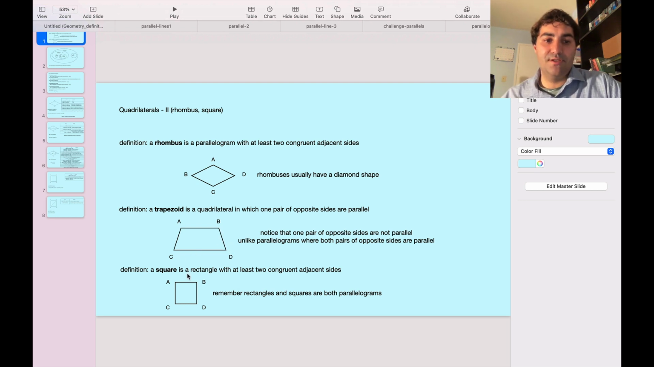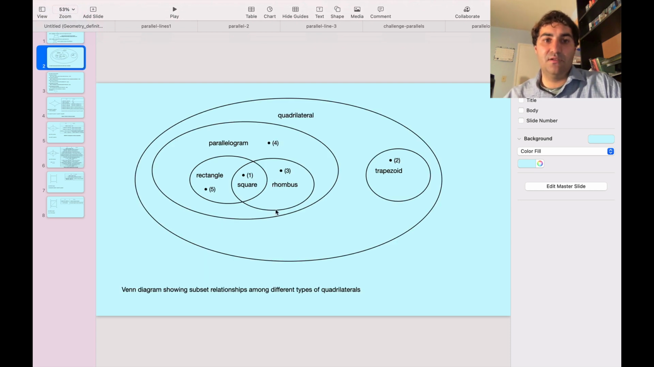The last definition: a square is a rectangle with at least two congruent adjacent sides. Just remember for right now that rectangles and squares are both types of parallelograms. And here's a Venn diagram showing the relationship between these different kinds of quadrilaterals. The large oval represents all quadrilaterals. This oval here represents all parallelograms, and this oval here represents all trapezoids.